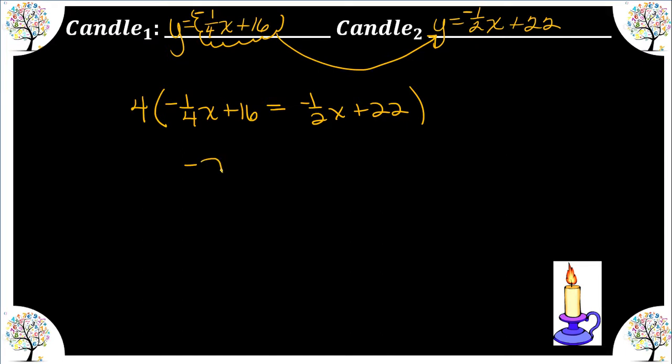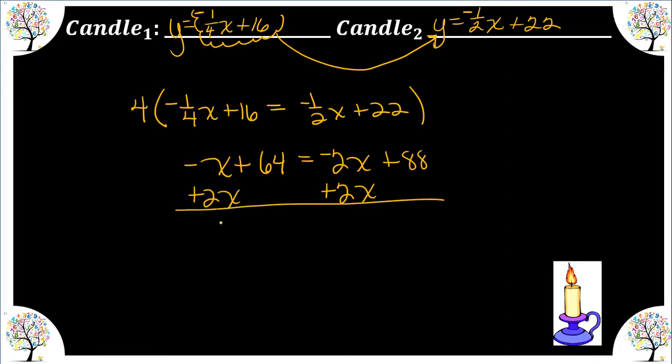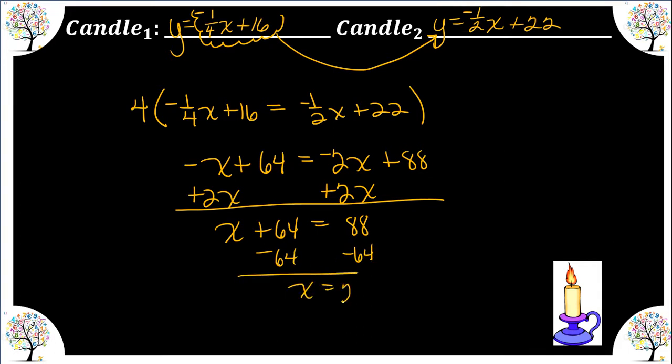And this gives me negative 1x. And then 4 times 16 is 64 equals. And then when I multiply 4 times negative 1/2, 1/2 of 4 is 2, and it was negative. And then 4 times 22 is 88. Now I have integers across the board. I have a negative 1x and a negative 2x. Negative 2x is smaller, so I always like to get rid of my smallest variable because that gives me a positive coefficient. So I have x plus 64 equals 88. I'm going to subtract out my 64, and x, which is hours, is going to be 24.